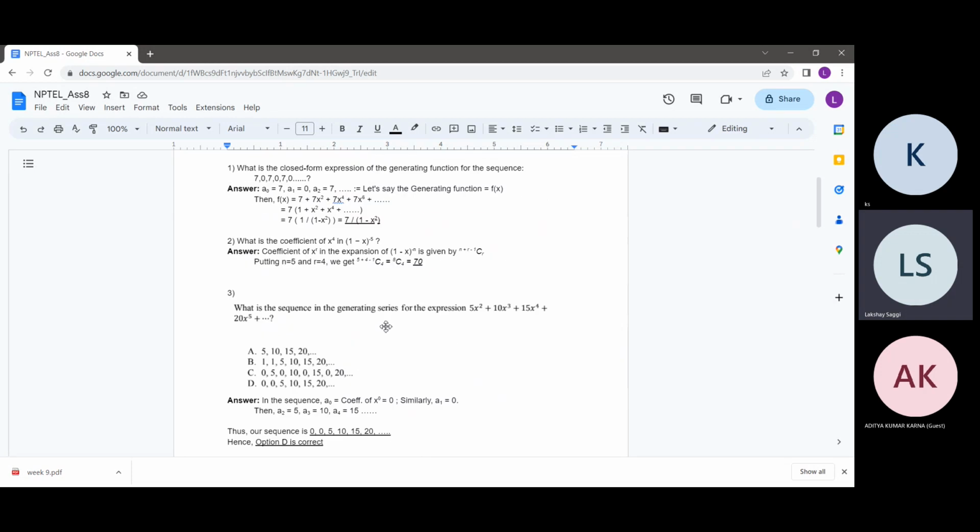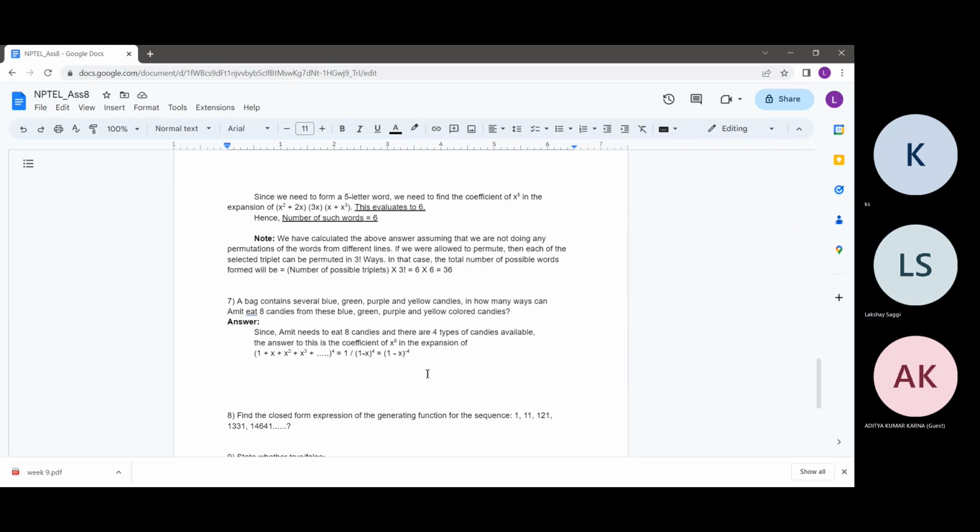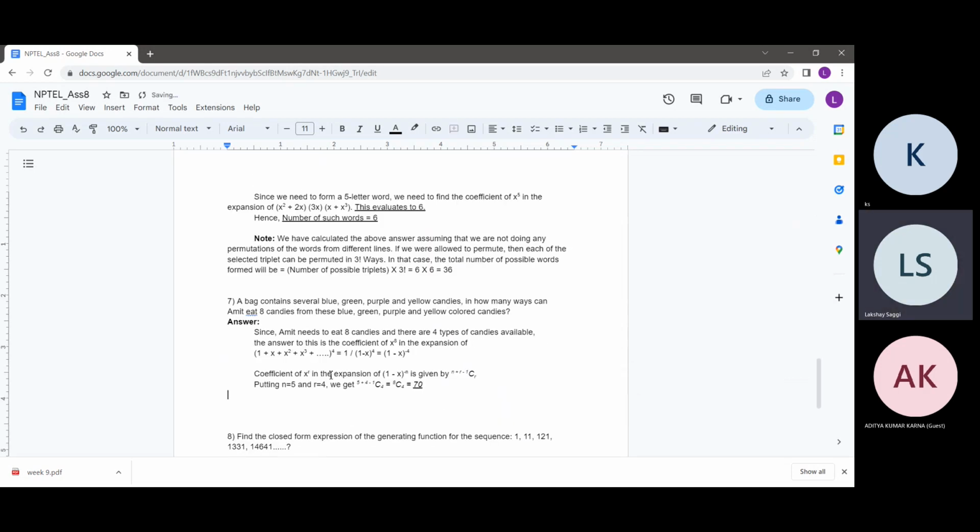Where was the formula? Yeah. Just copy this statement again. Maybe it's obvious to others, but I still think I should copy this so that everyone can easily see why this is true. Putting r is 4 and n is 8, I'll get nothing but 4 plus 8 minus 1 C 8, which is nothing but 11 C 8.